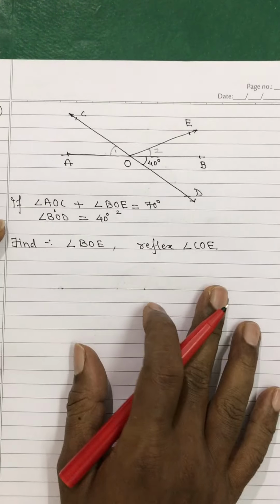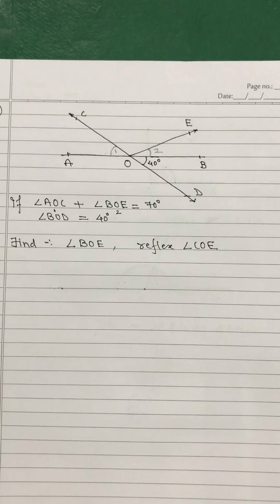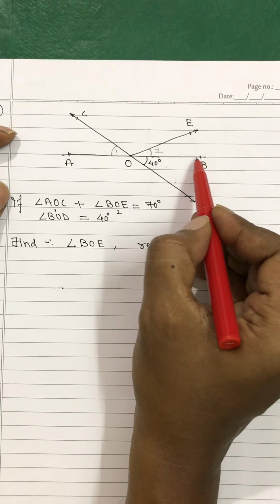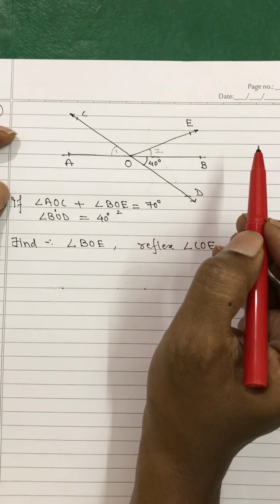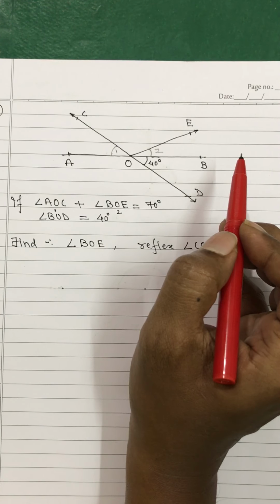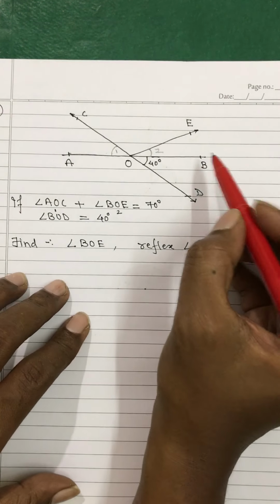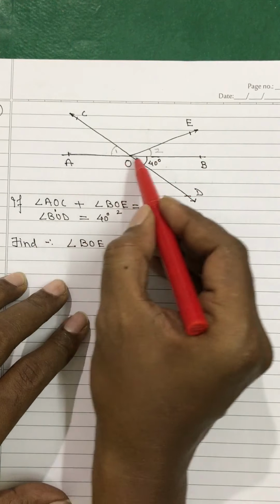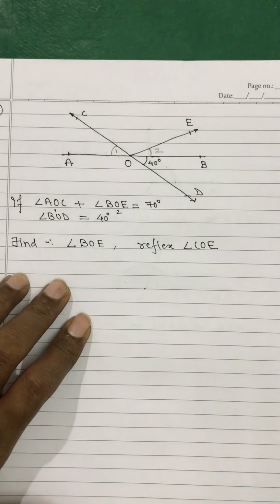See, now you have to understand this. Reflex angle COE, we will discuss about this later. First we will concentrate on angle BOE. See, if you consider angle BOE, how is that? Find angle BOE. Okay, find angle BOE. Angle AOC is given to you and you have to find only angle BOE.